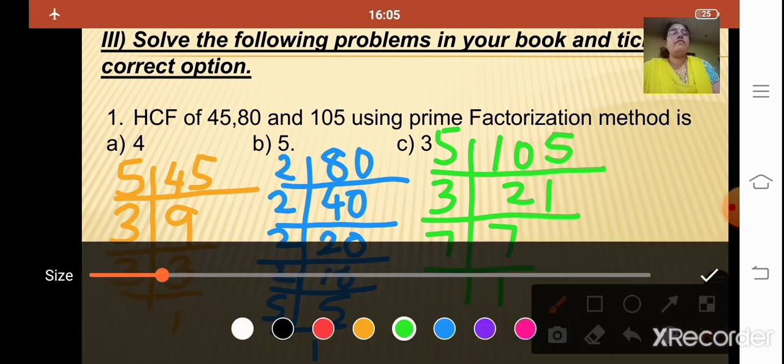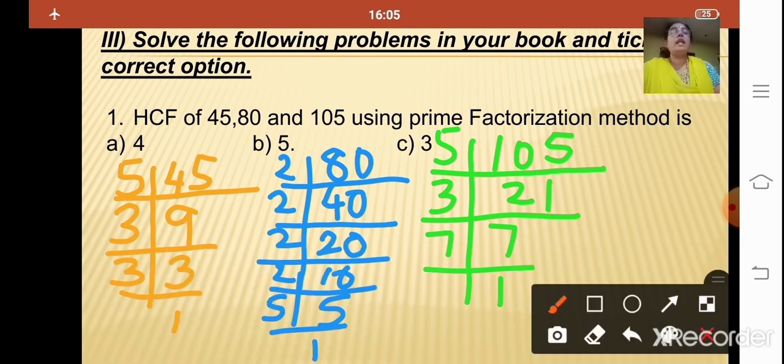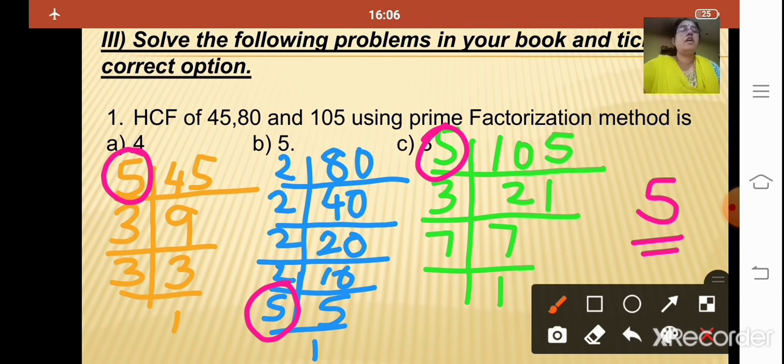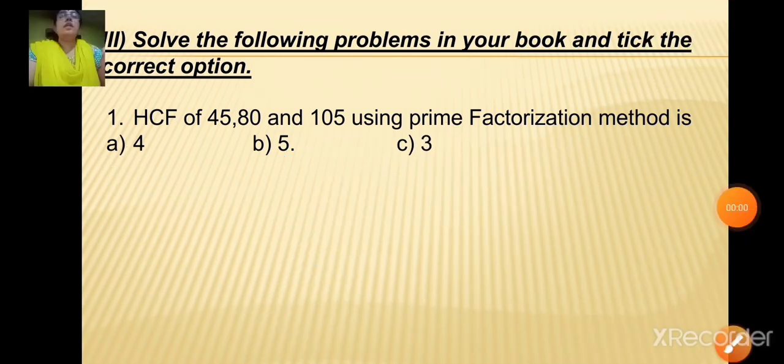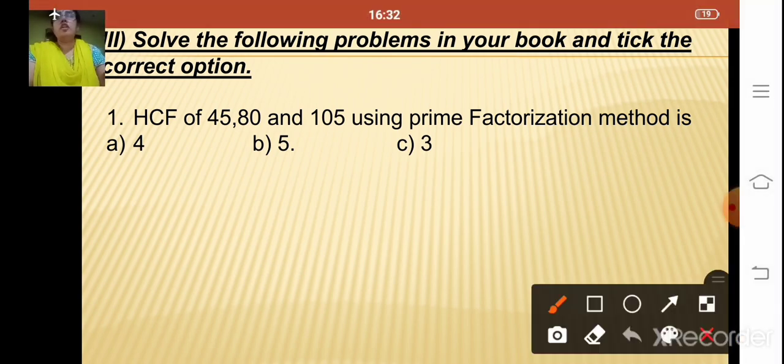Now out of all these prime factors, what will you have to do? You will have to find the common prime factors. Now here 5 is common, 5 is common and 5 is common. Is there any other common factor, children? Here 3, but in the second number 3 is not there. Here 3 is there, so we will not take it. So what is your HCF? So HCF of 45, 80 and 105 is 5. Your answer is 5.